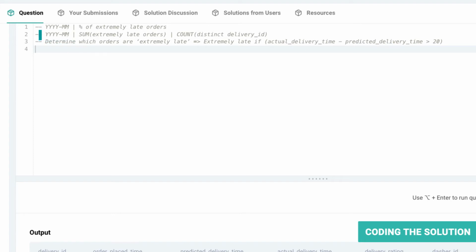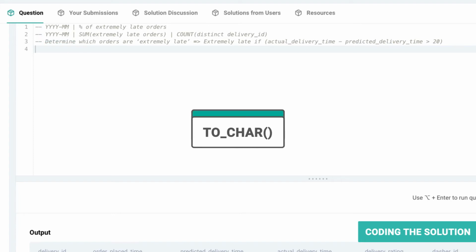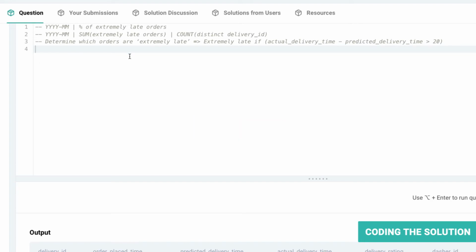Instead, we'll use the toChar function as it allows us to reformat the datetime variable in a more customized way, essentially converting it into a string according to the format we provide. So we can rewrite the order place time column in the year-month format with this function.